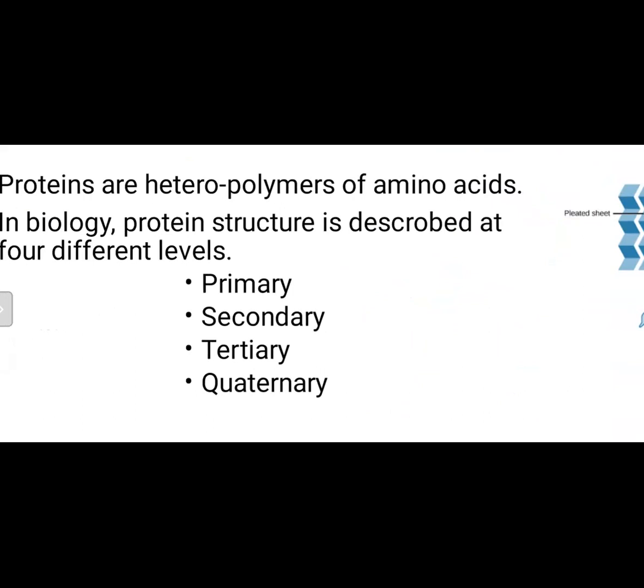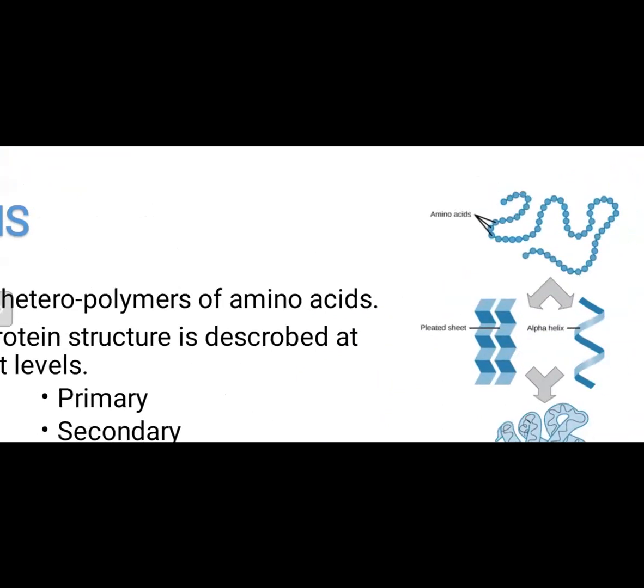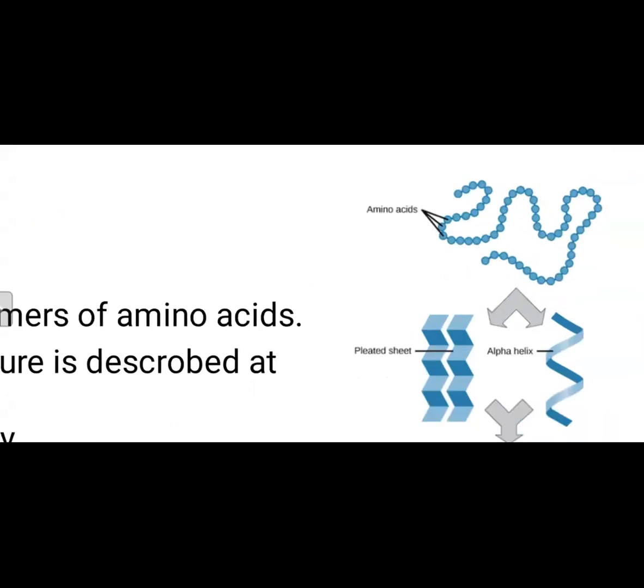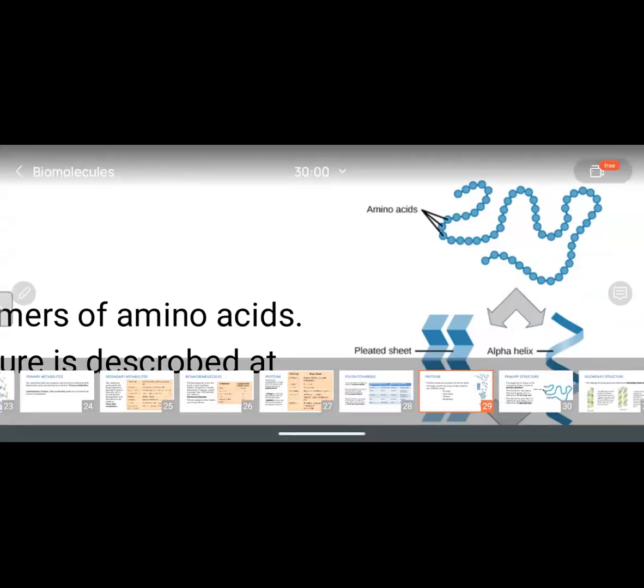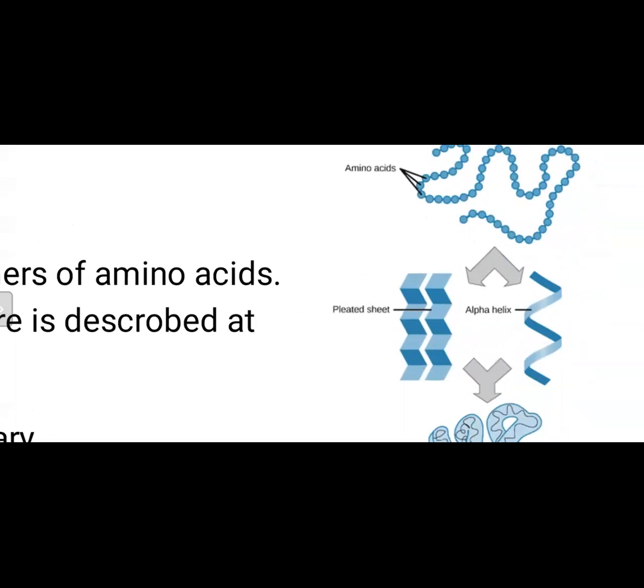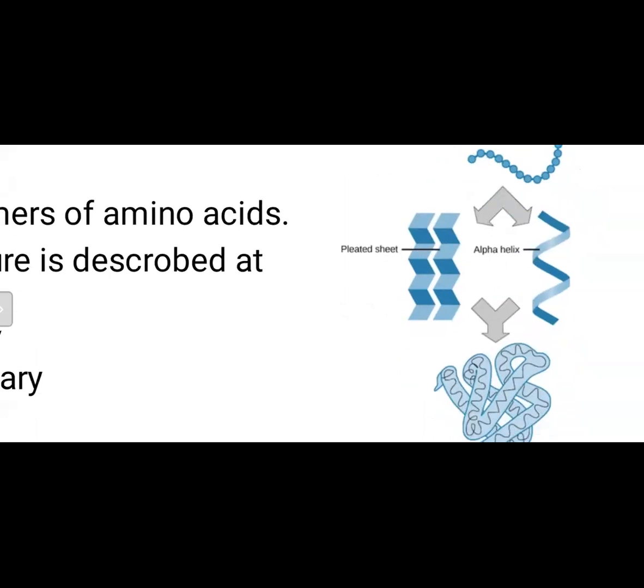So what is the primary structure? The chain of amino acids, this one, is called the primary structure. And the secondary structure: this amino acid chain or the protein will fold and form 2 different structures. One is the alpha helix, another one is the beta pleated sheets. So the alpha helix and beta pleated sheets are called secondary structures.